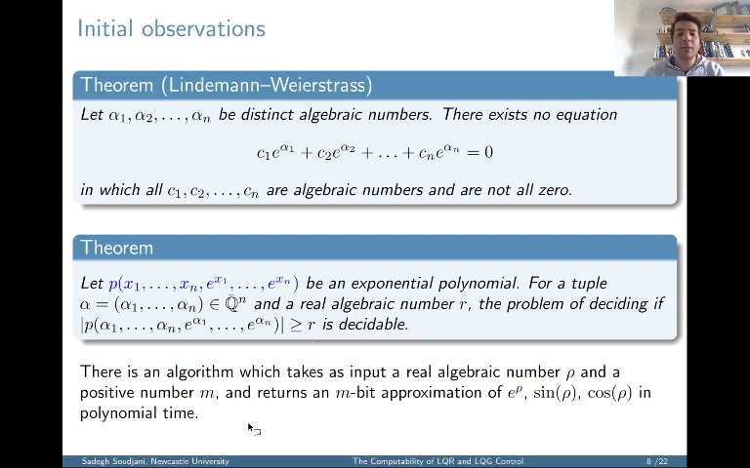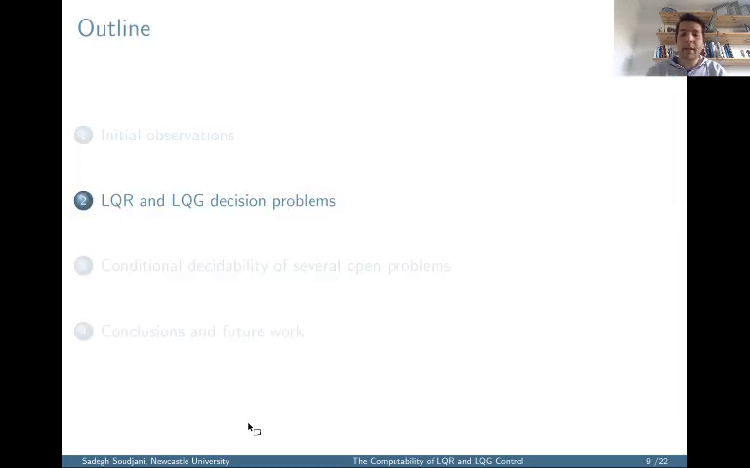So the main message of this slide is that if you have an exponential polynomial and you want to evaluate that exponential polynomial and compare it with the threshold, this task is decidable. You can always do this. Okay. So now let's see how this can help us in establishing decidability of LQR and LQG.